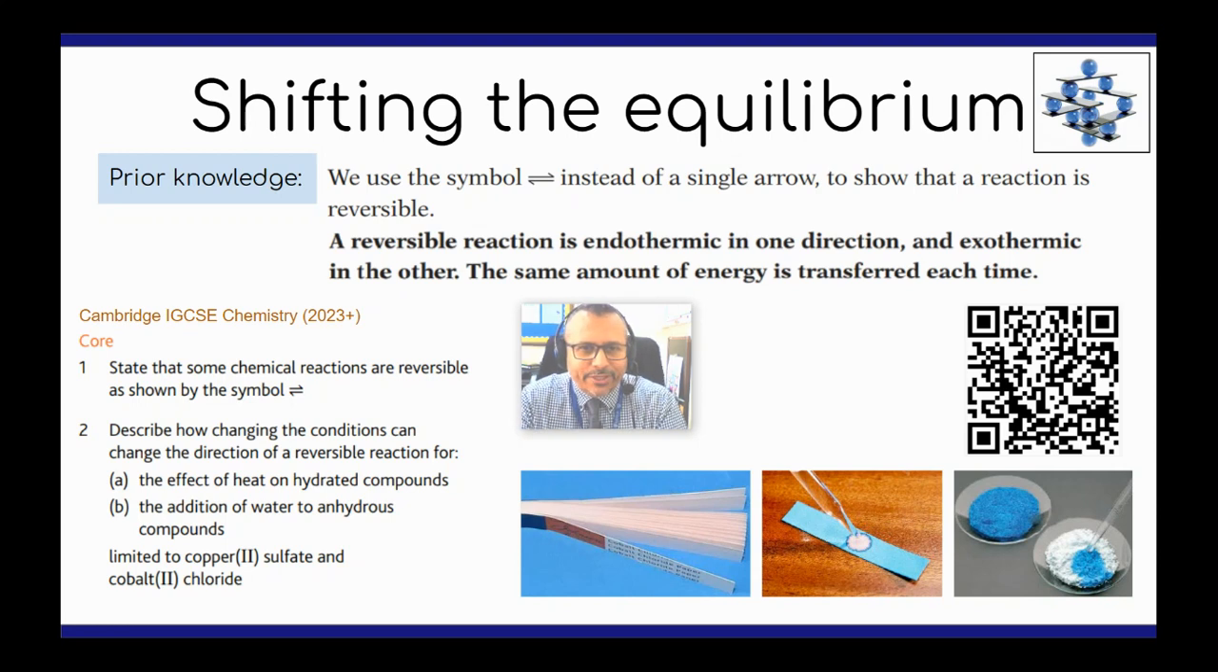Hi, this is a revision video on shifting equilibrium, and this assumes that you have covered reversible reactions and you are able to recognize the symbol, which is just above here, where you have a half arrow forward and a half arrow backwards, instead of a single arrow for chemical reactions to show that a reaction is reversible. I hope that you've already covered that a reversible reaction is endothermic in one direction and exothermic in the other.